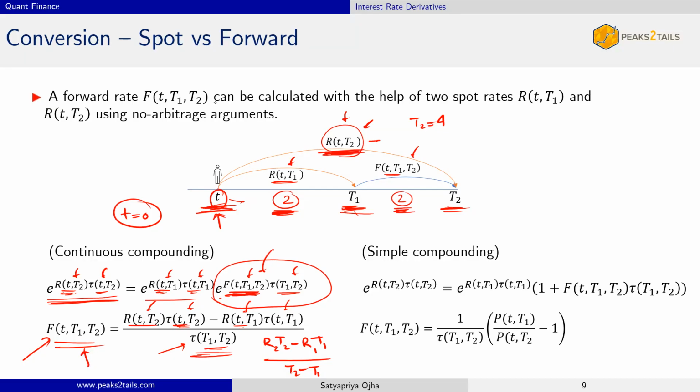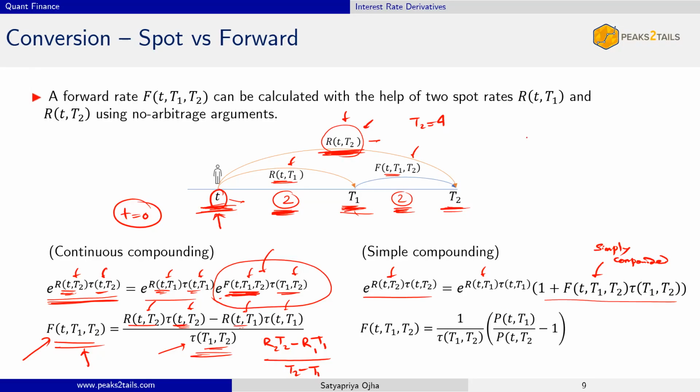If I want to calculate a simply compounded forward rate, I'll just use a different formula for growth. The left-hand side remains the same. The spot rate is in continuous compounding. But the second part, where I'm growing my money between T1 and T2, I modify to a linear growth formula, 1 plus a rate times year fraction. So this becomes simply compounded.